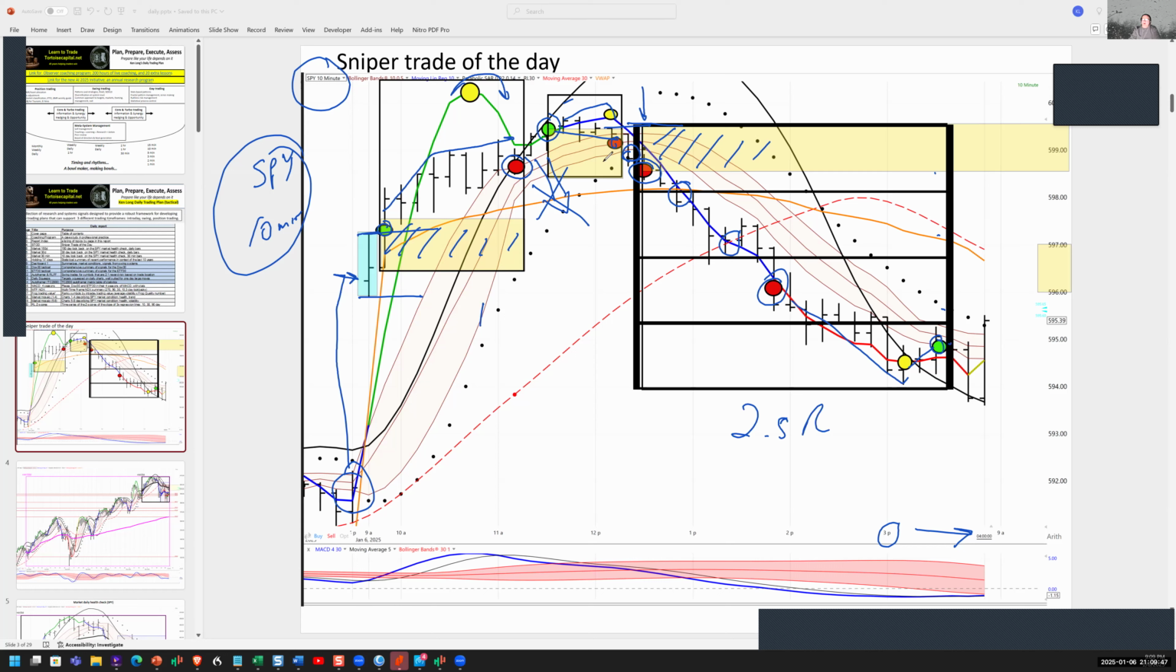This was about 1 R. That was minus a half. That's net 3 R. Right by the numbers.